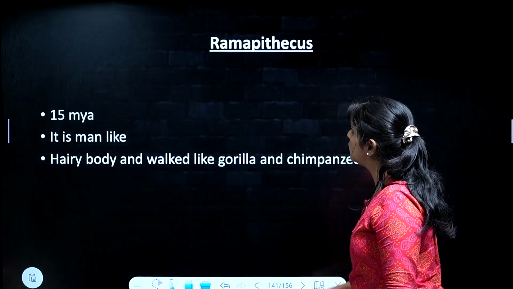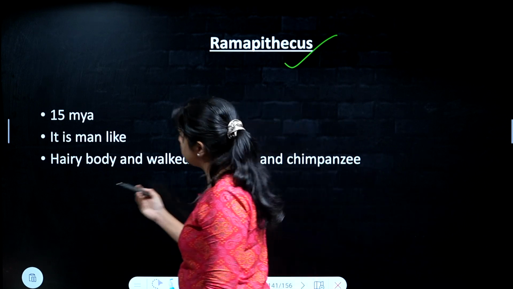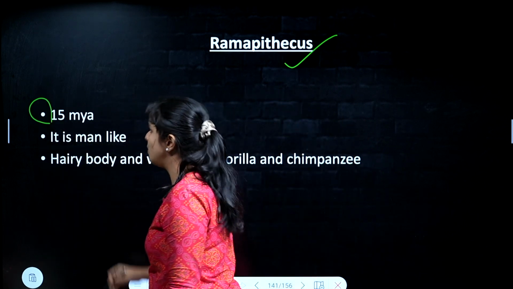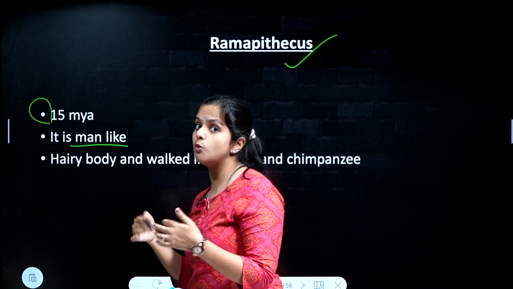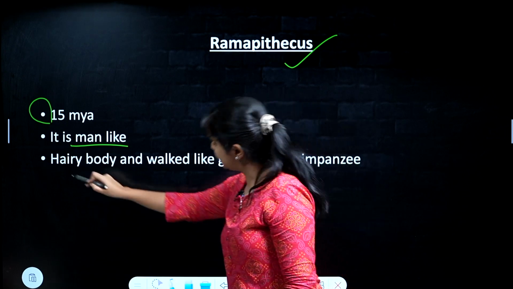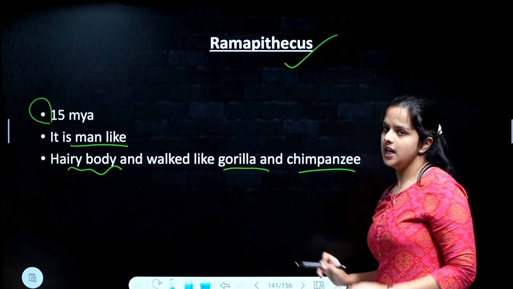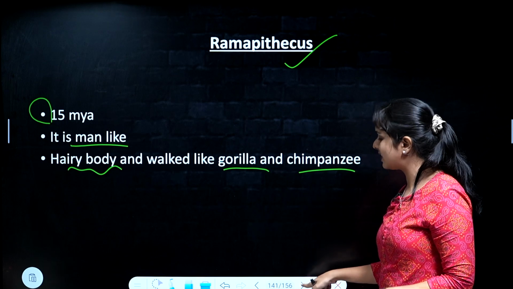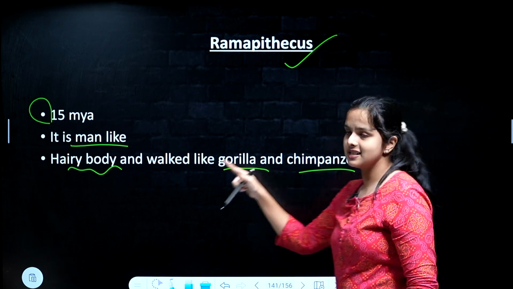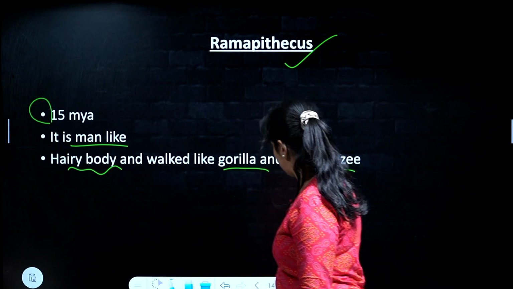Now moving on, the second group is Ramapithecus, which also evolved 15 million years ago. It is more man-like. It looks more like a man, okay, but it has a hairy body, and it walked like gorilla and chimpanzee. Even though it's man-like, it walked like chimpanzee and gorilla, and it has a hairy body. This also evolved 15 million years ago.